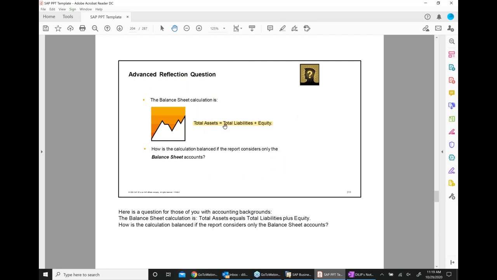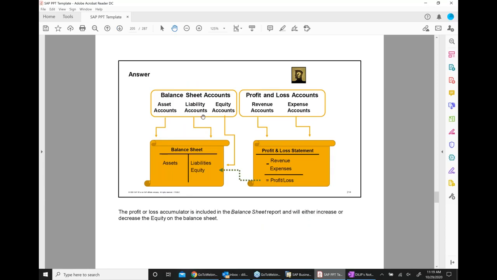The total liability, asset plus equity. We talked about this: in the balance sheet, we have asset, liability, equity. From my chart of account, my asset account goes there, my liability account goes there, my equity account goes there into the balance sheet. That is what we have seen. In P&L, we have the profit and loss accounts. So we have a revenue account and an expense account, and they go to the profit and loss statement. Okay, that's what we see.